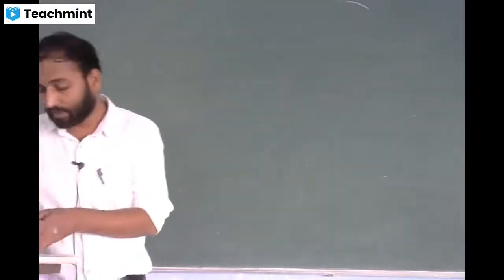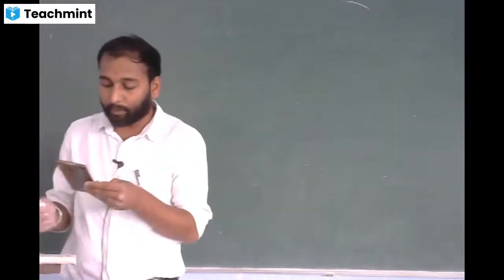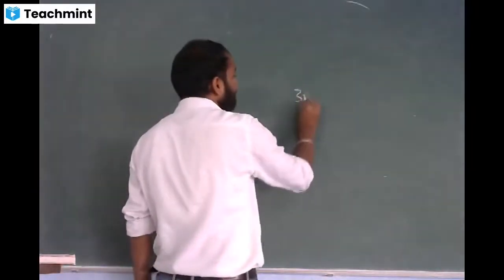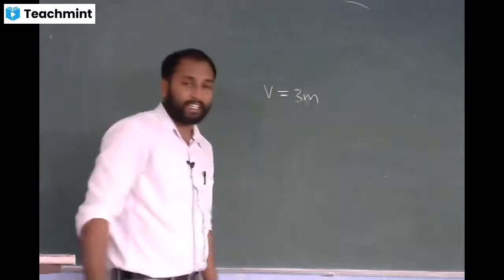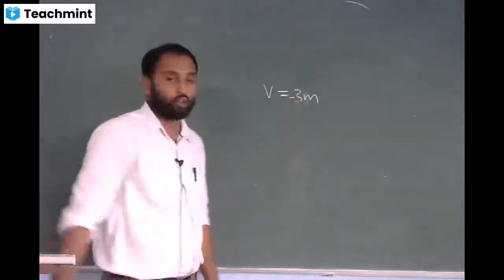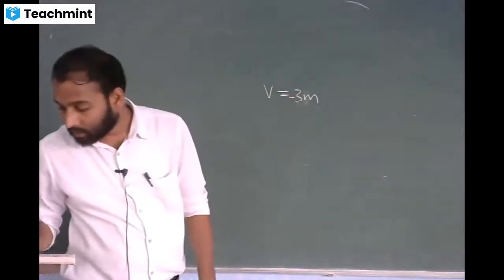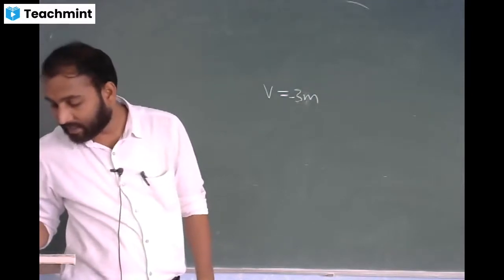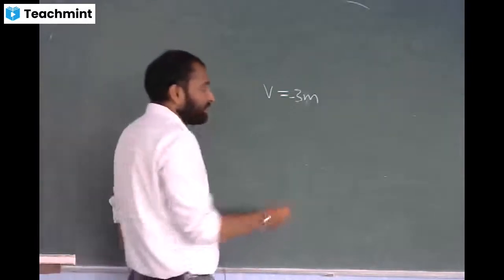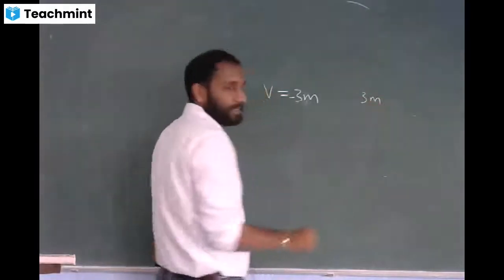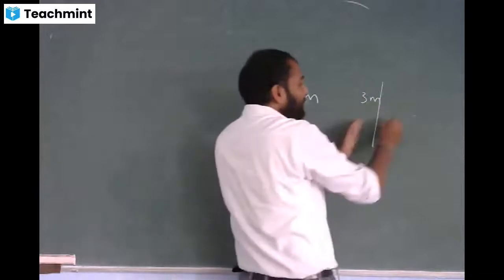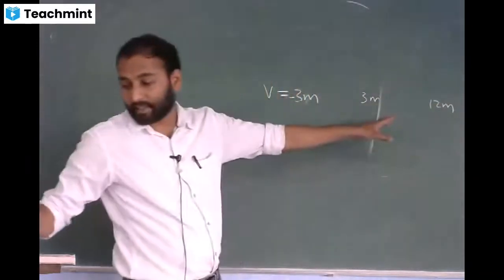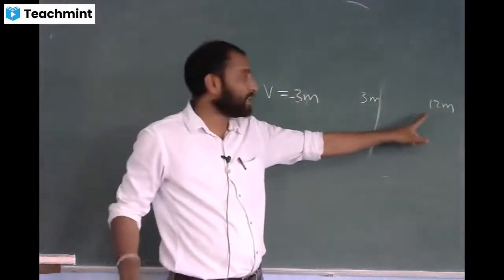Okay, next problem. A person can see clearly up to 3 meters. That means he can see the image up to 3 meters, that is v is equal to minus 3 meters. Prescribe a lens for his spectacles so that he can see clearly up to 12 meters. So he can see up to 3 meters, but he is not able to see the objects which are behind it, that is at 12 meters.